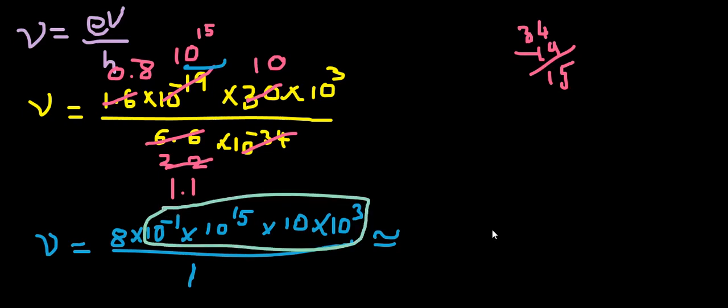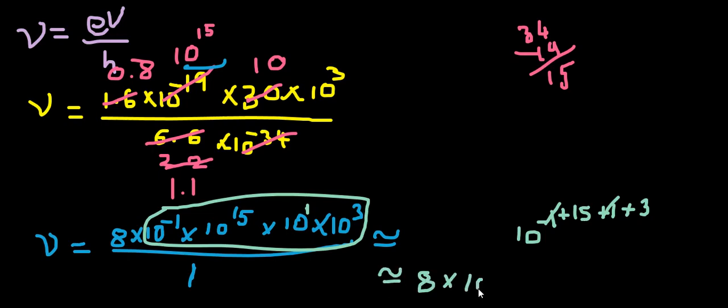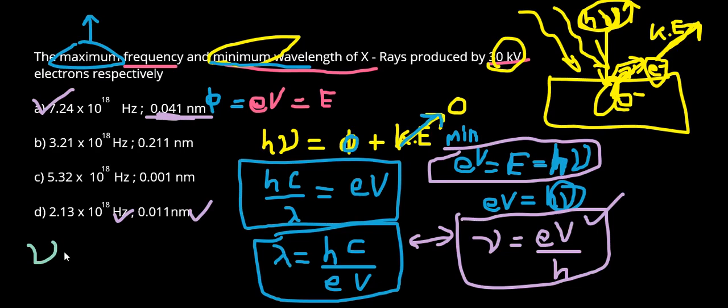So 10 power minus 1 plus 15 minus 3, so minus 1 plus 15 is 14, and then minus 3 gives 10 power 11... so the mu is approximately equal to 8 into 10 power 18 hertz. Since it is a frequency, the SI unit is hertz.